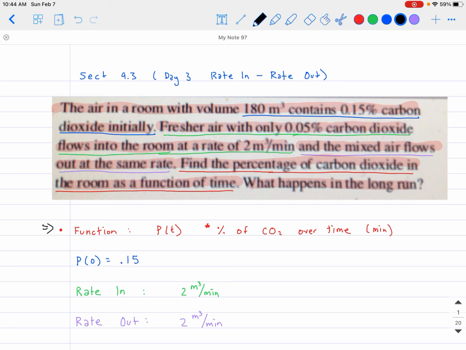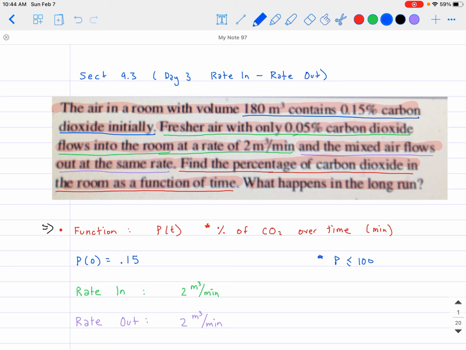Then from the very first sentence, we're told that we have an initial amount of CO2 in percentage, which is going to be 0.15%. So that is going to be our first part. Note that P, just to write it out on the side right here, can never exceed 100 in this case, because P represents the percentage.